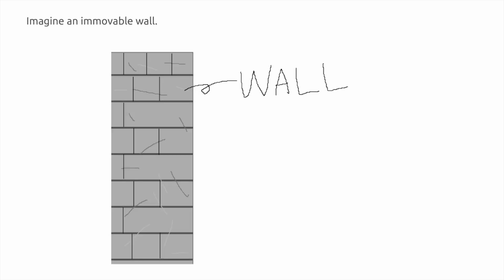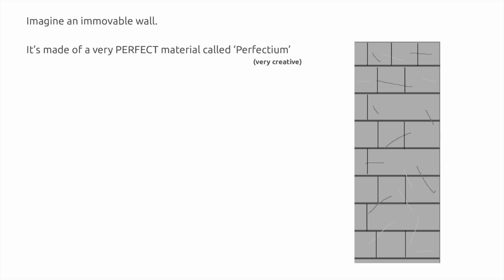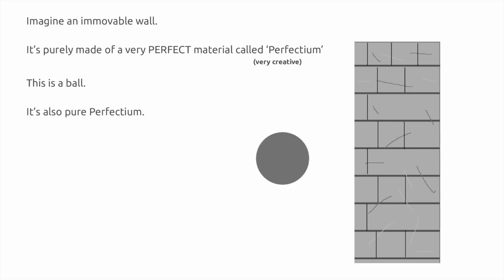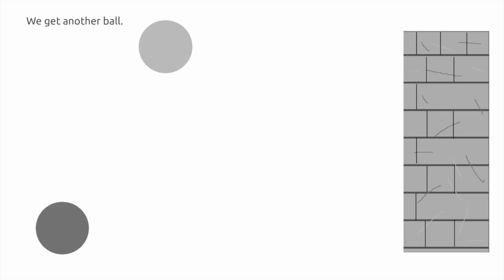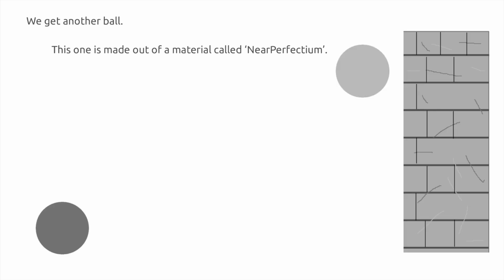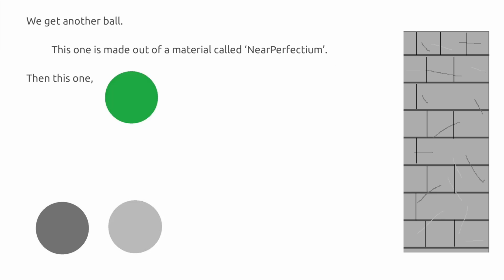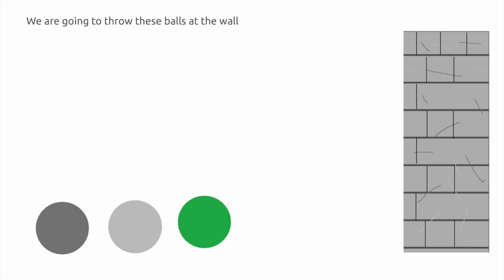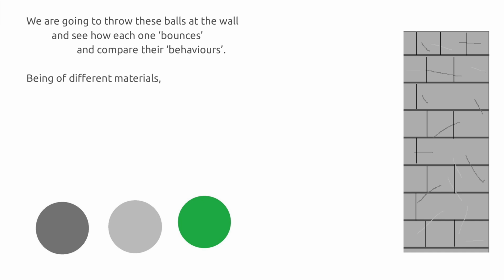Imagine an immovable wall. It's made of a very perfect material called perfectium. This is a ball. It is also pure perfectium. We get another ball. This one is made out of a material called near-perfectium. Then this one, made of pure streakium. We are going to throw these balls at the wall and see how each one bounces and compare their behaviors. Being of different materials, they'll most likely behave differently, right?